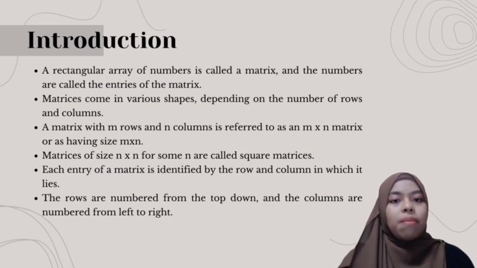On the other hand, matrices of size n by n for some n are called square matrices. As well as, each entry of a matrix is identified by the row and column in which it lies. The rows are numbered from the top down and the columns are numbered from left to right.